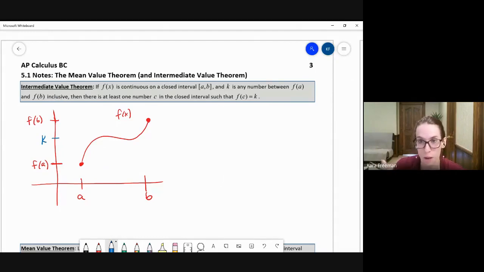Okay, so everybody following how I'm writing all this out? We have some function that's continuous. We've chosen some k, some y value between the y values. Then there's at least one number c in the closed interval such that f of c equals k. Okay, cool. What does that mean? So if I take this, do you see how that y value, there's a corresponding x value inside the interval from a to b, yes?